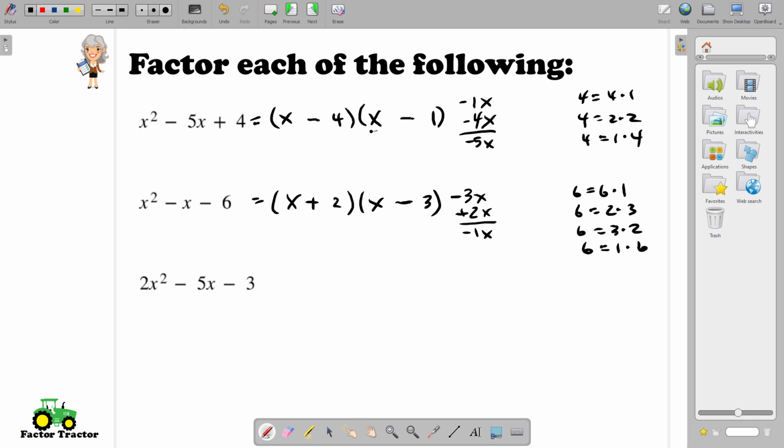X times x is x squared. X times negative 3 is negative 3x. 2 times x is 2x. And positive 2 times negative 3 gives me a negative 6. So that works.